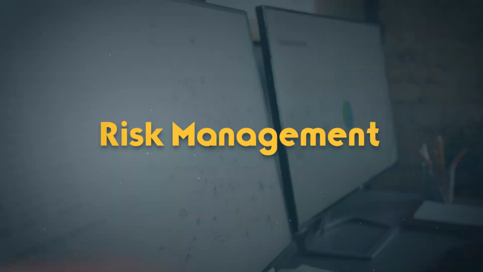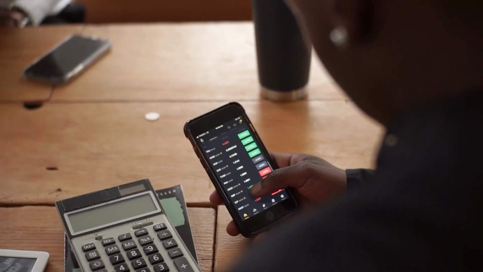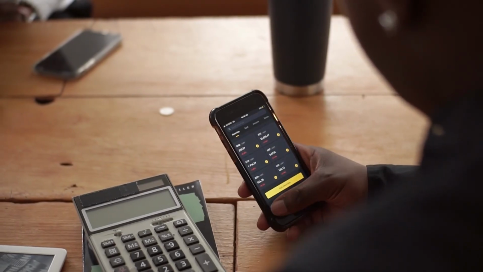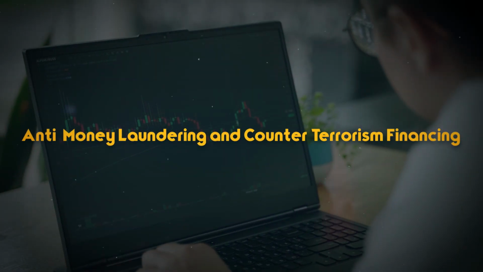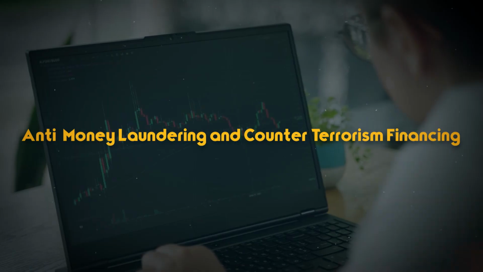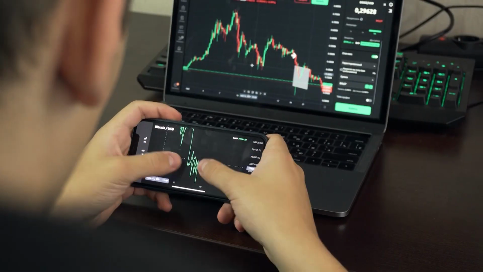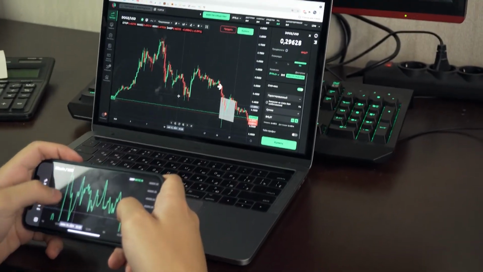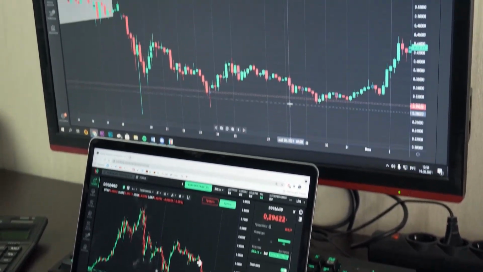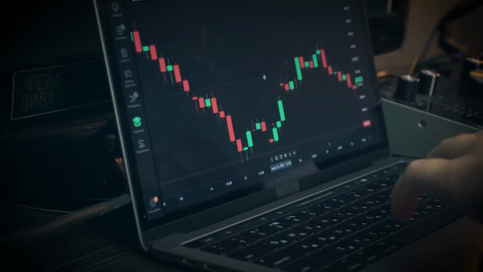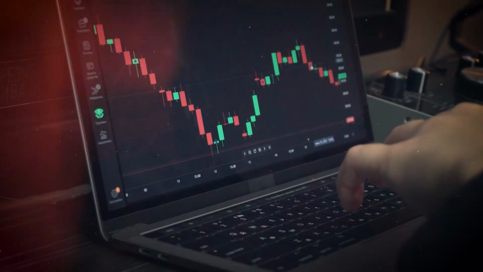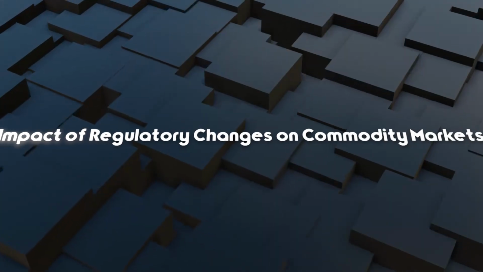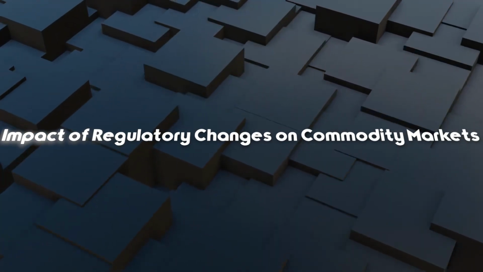Risk management. Effective management of credit, market, and operational risks is crucial, as mandated by regulatory bodies. Anti-money laundering, AML, and counterterrorism financing, CTF. Traders must monitor transactions for suspicious activity and report as needed, ensuring no involvement with sanctioned individuals or entities. Adhering to these requirements promotes compliance and strengthens reputation and trust among clients and regulators. Impact of regulatory changes on commodity markets.